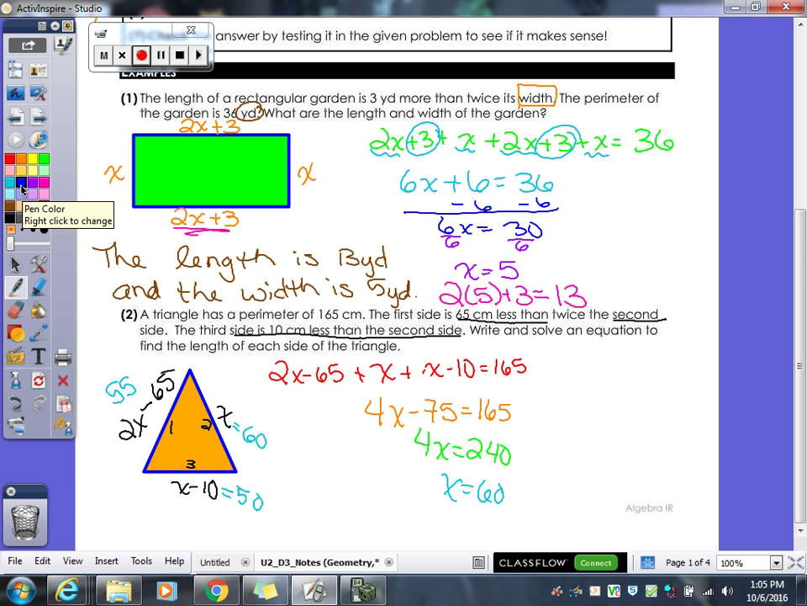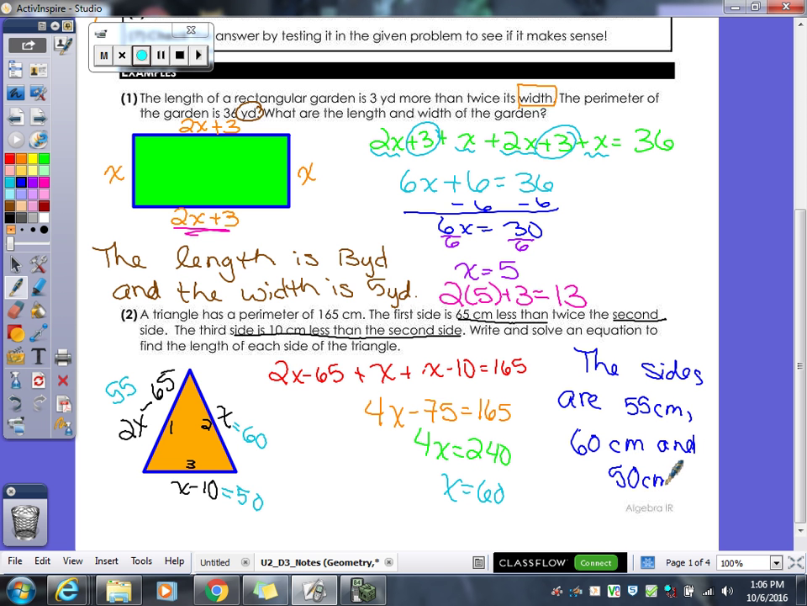A sentence. Yes, they asked us in a sentence. We have to answer in a sentence. The sides are 55 centimeters, 60 centimeters, and 50 centimeters. Again, don't forget your units. They gave us units here. If they didn't tell us centimeters throughout the whole problem, do you guys remember what you would write? You would write the word units. So you would have called it 55 units, 60 units, 50 units.